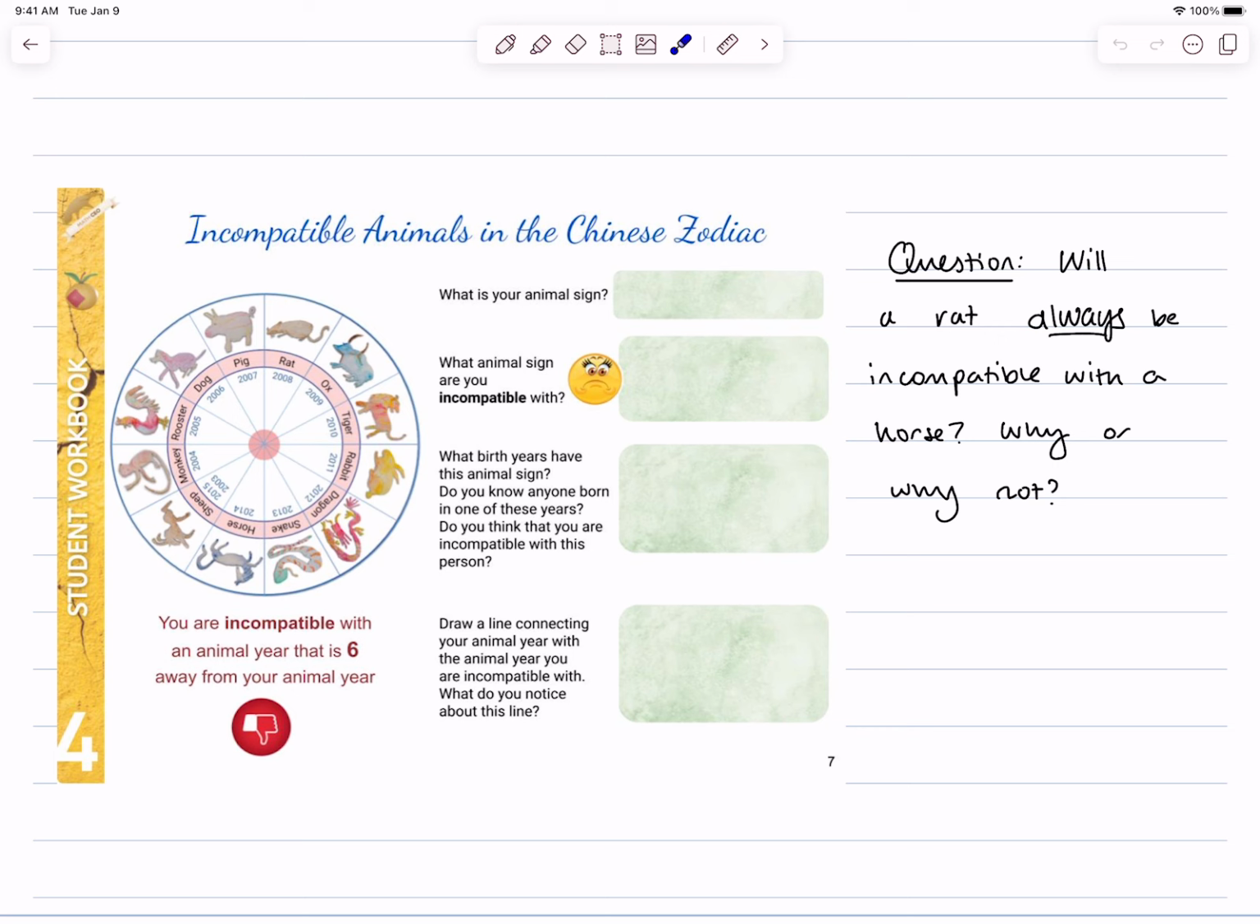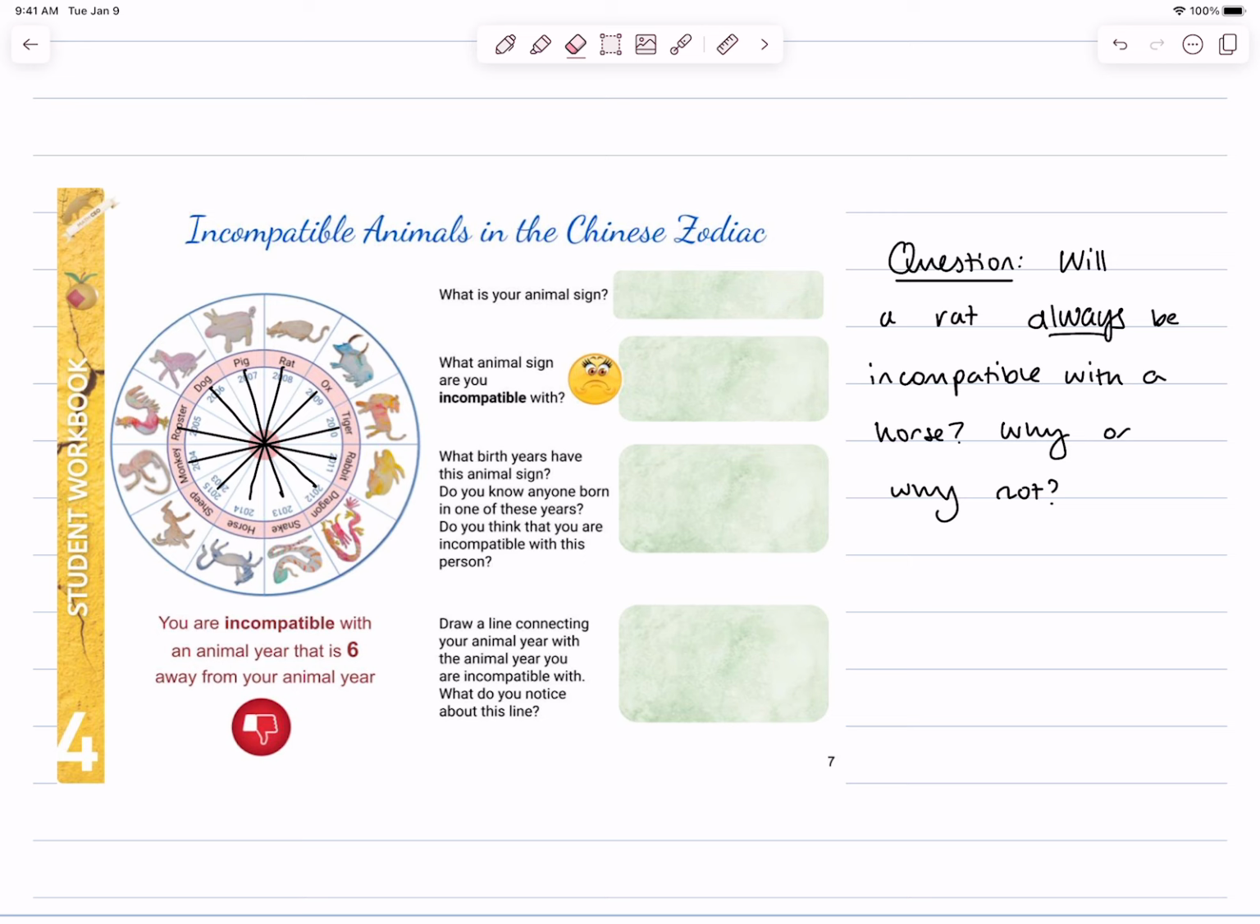And then I like this last thing: draw a line connecting your animal year with the animal year you're incompatible with. I think this is really valuable because when you do that, like if I draw from tiger to monkey, you notice that it crosses right through the middle. In fact, if you did this with any of the signs, they all cross through the middle. So you can tell compatibility versus incompatibility just by looking at what animal is at the opposite side of you on this wheel. That's a good observation. I would try to encourage your students to go towards that sort of thinking, but don't push them to it. Let them naturally develop that idea organically.